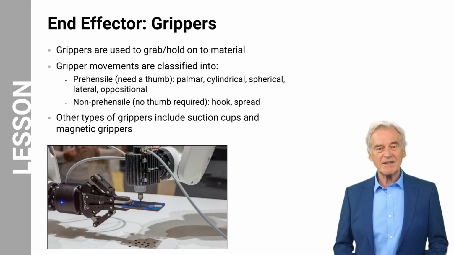Non-prehensile movements, on the other hand, do not require a thumb-like action. These include hooking and spreading motions, where the object is grasped from the inside or by spreading fingers to secure it. Other types of grippers include suction cups, as previously mentioned, and magnetic grippers for handling magnetic materials.